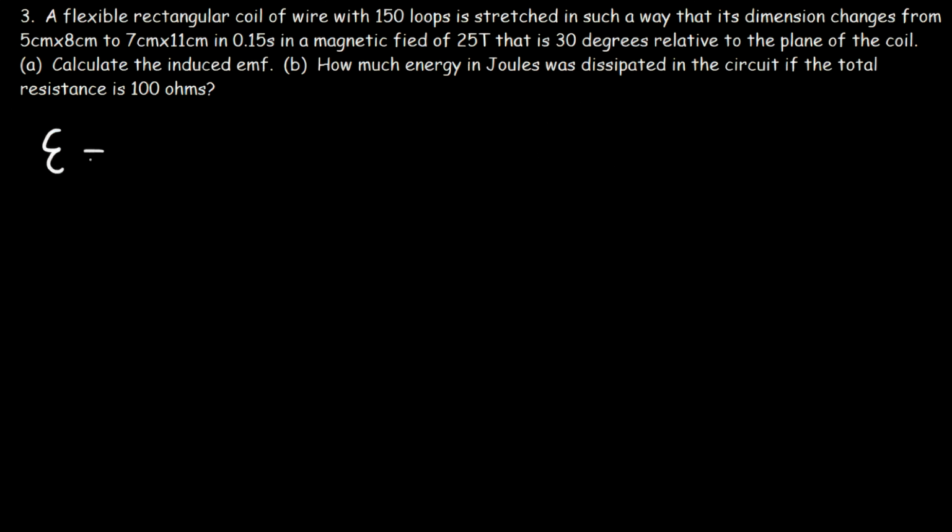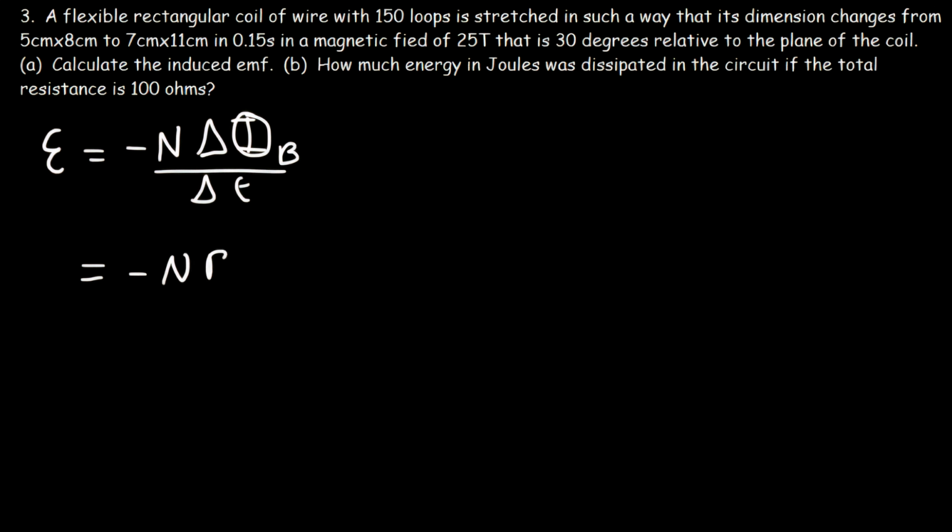The induced EMF is equal to negative N times the change in magnetic flux divided by the change in time. And the change in flux is going to be the magnetic field, which is constant, times the area. Since the area is not constant, we're going to multiply by the change in area times cosine theta, divided by delta t.